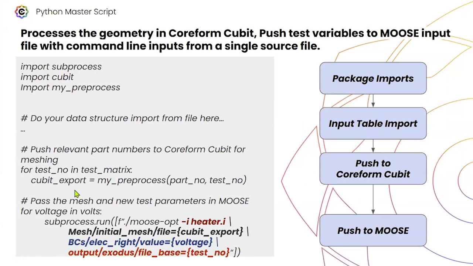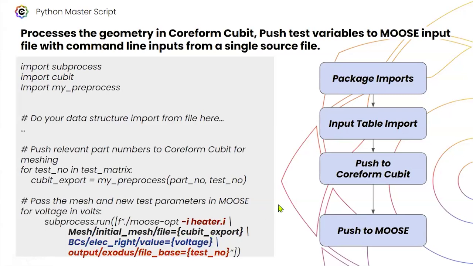That way I can keep track of it. You can also add additional Python in here to add a new column to the input CSV to say this is your as-run solution. And then finally, I'm pushing this to MOOSE using the command line parameters that let you modify specific variables in that specific run.